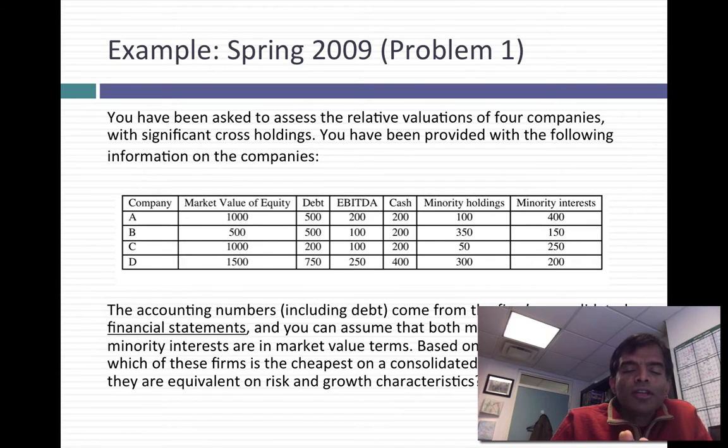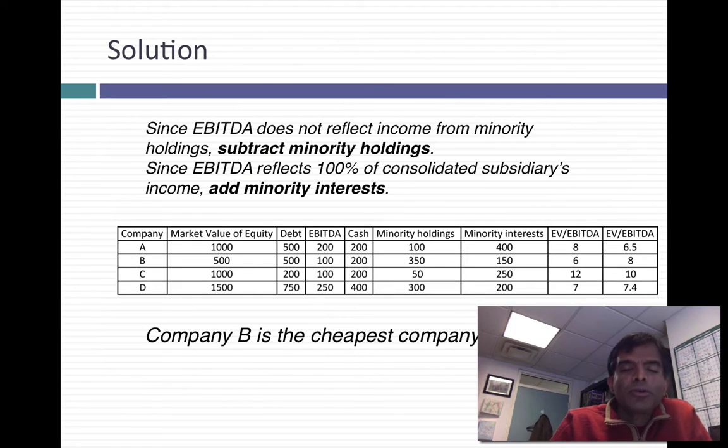Now let's do it actually the simplistic way. Simplistic way is just take debt plus equity minus cash. So if I take company A, debt plus equity, so market value of equity is 1,000, plus debt is 500, minus cash is 200. That gives me a $1,300 enterprise value. If I divide by EBITDA, 1,300 divided by 200, I get an enterprise value to EBITDA of 6.5. In fact, if I use that approach for all four companies, company A looks like the cheapest company.